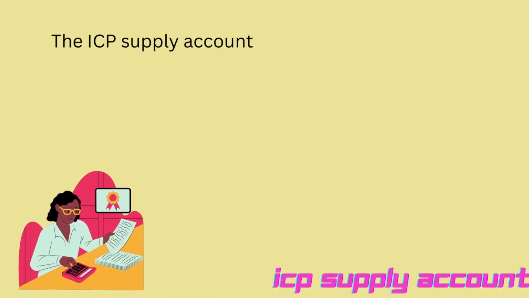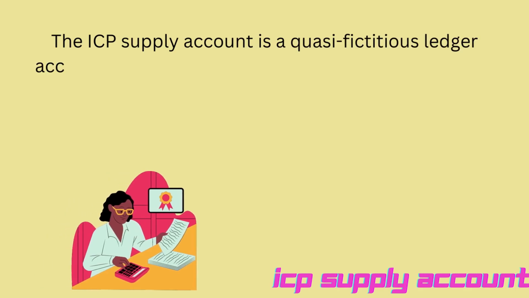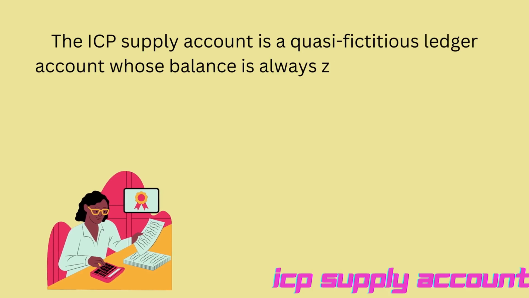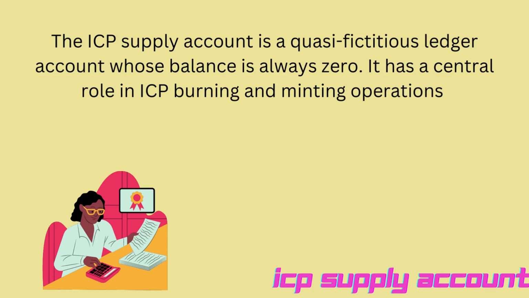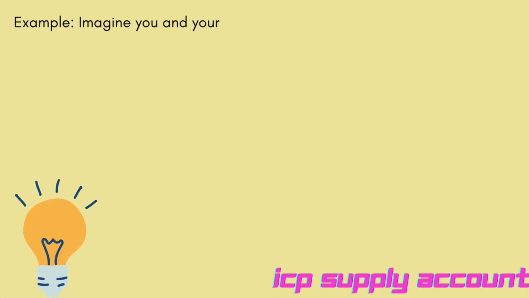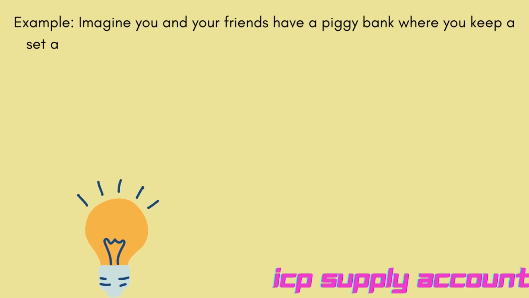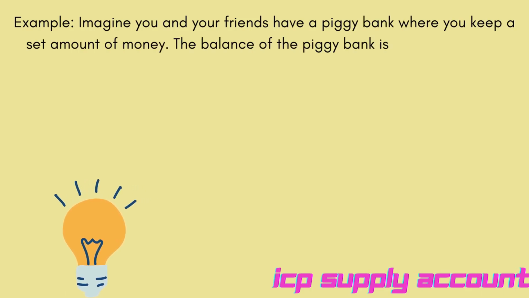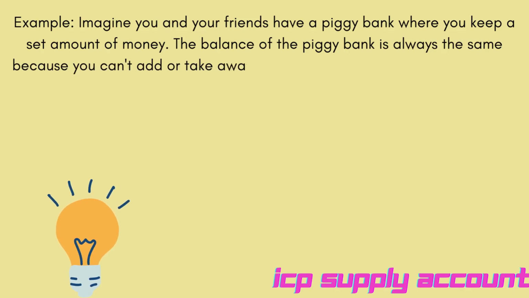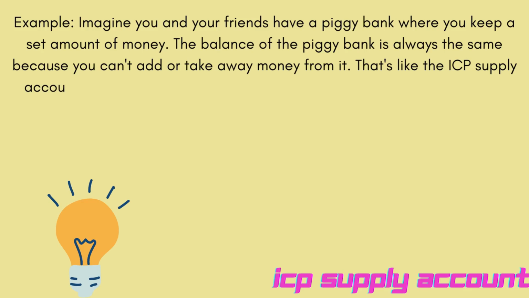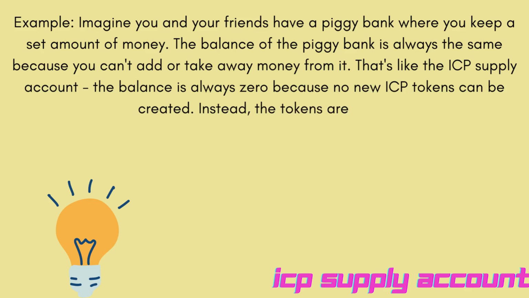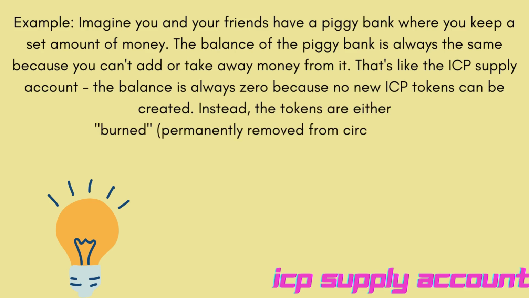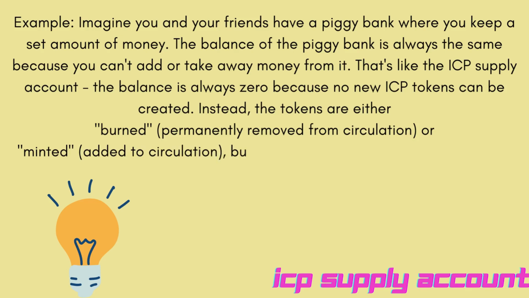The ICP supply account is a quasi-fictitious ledger account whose balance is always zero. It has a central role in ICP burning and minting operations. Example: imagine you and your friends have a piggy bank where you keep a set amount of money. The balance of the piggy bank is always the same because you can't add or take away money from it. That's like the ICP supply account. The balance is always zero because no new ICP tokens can be created. Instead, the tokens are either burned, permanently removed from circulation, or minted, added to circulation.